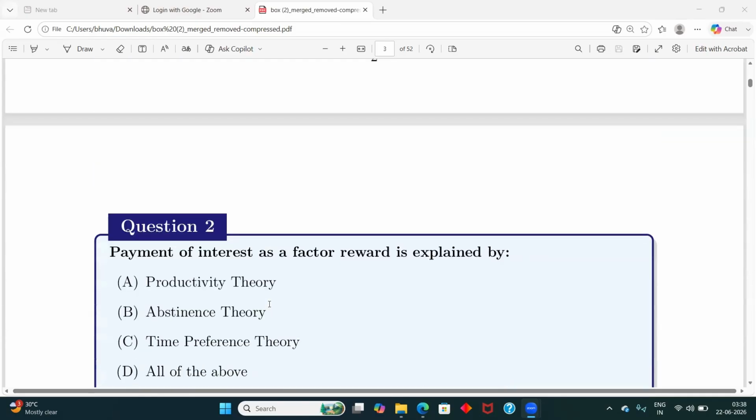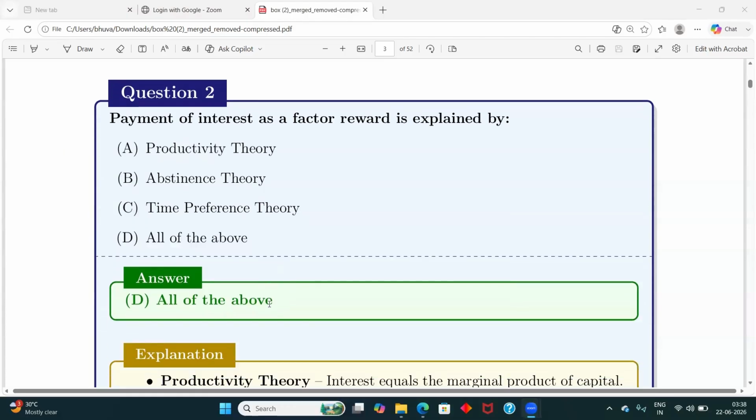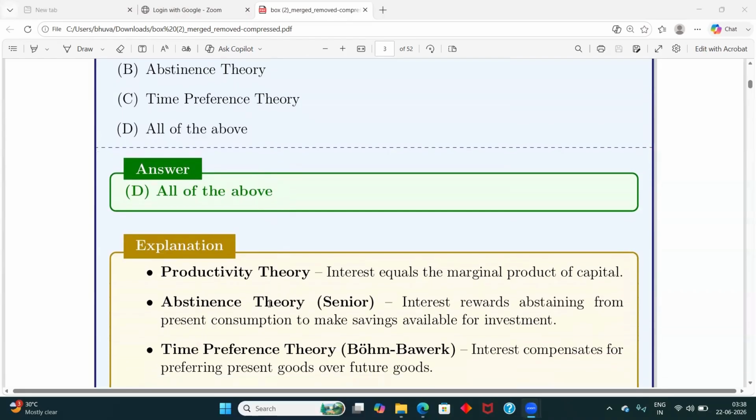Question number 2. Payment of interest as a factor reward is explained by option A, productivity theory. Option B, abstinence theory. Option C, time preference theory. And option D, all of the above. So let's see the explanation.